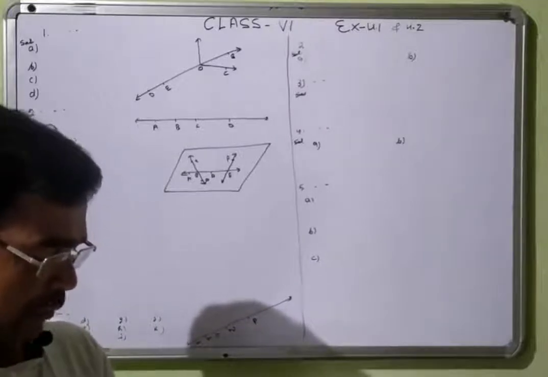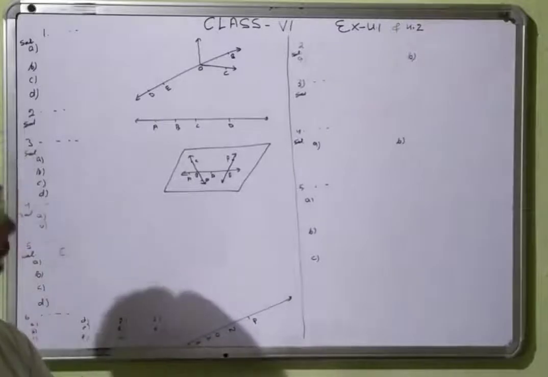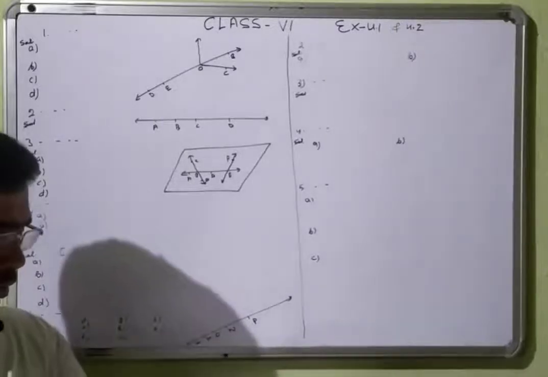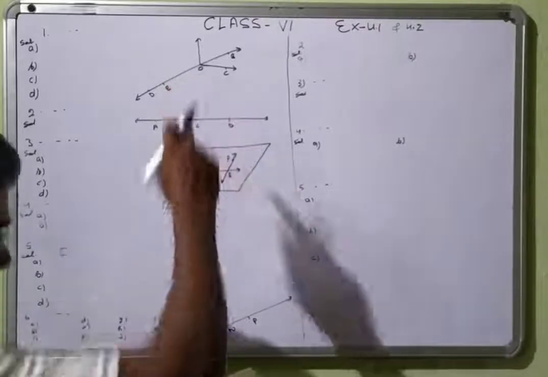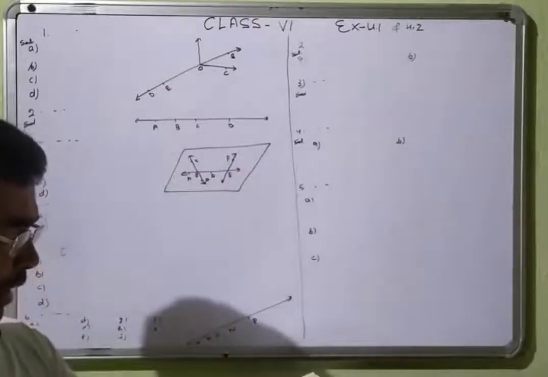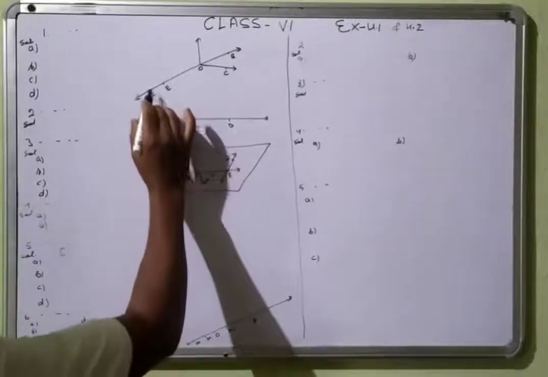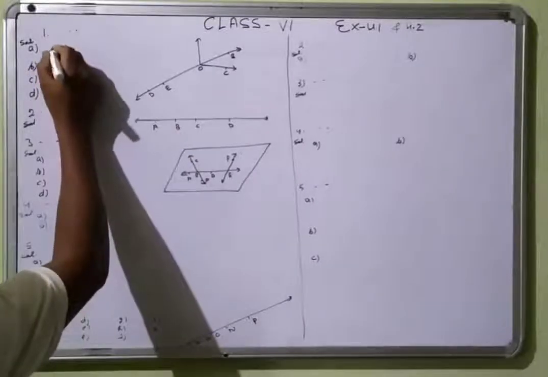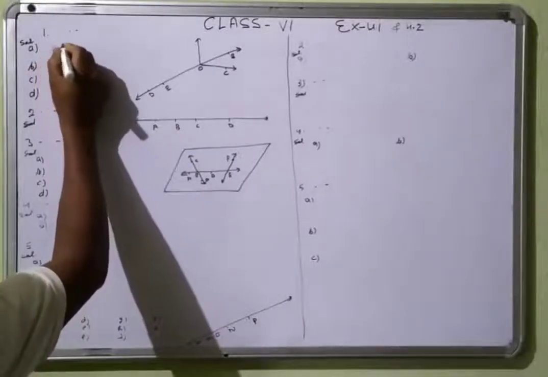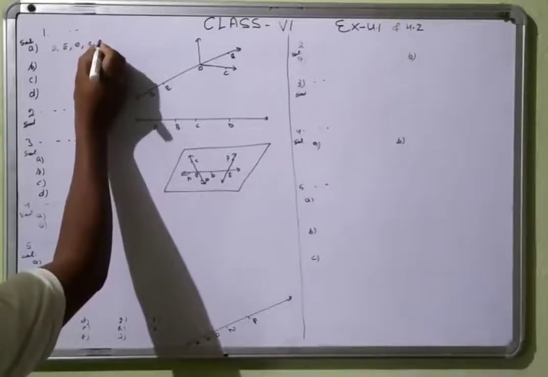Today we are taking exercise 4.1. Question number 1: use the figure to name. In the given figure, first is 5 points. Part A is 5 points: 1, 2, 3, 4, 5. D, E, O, C, B.